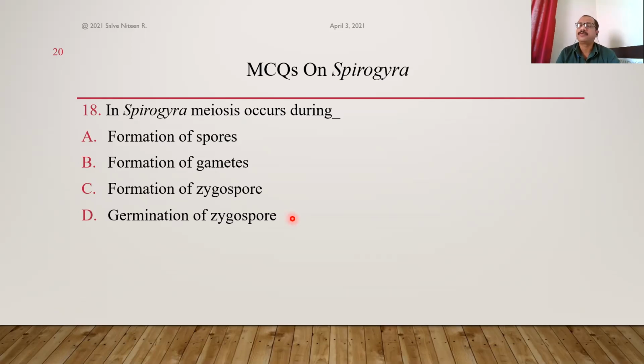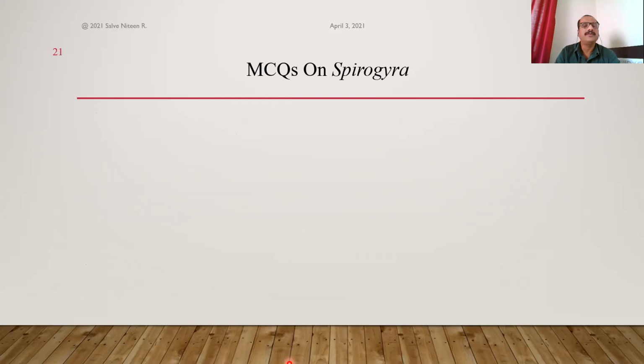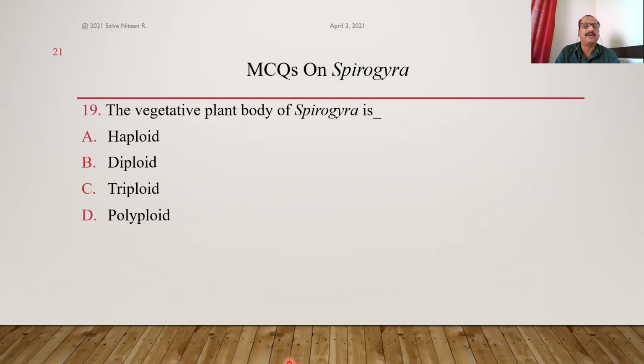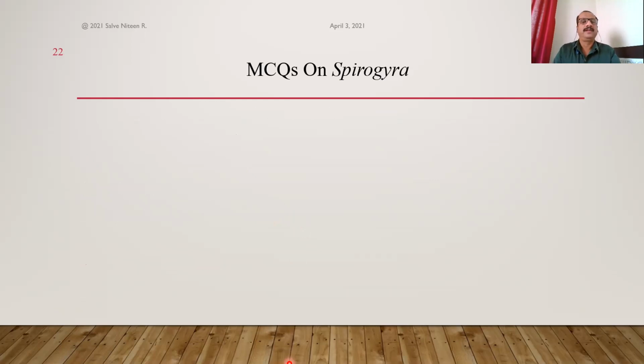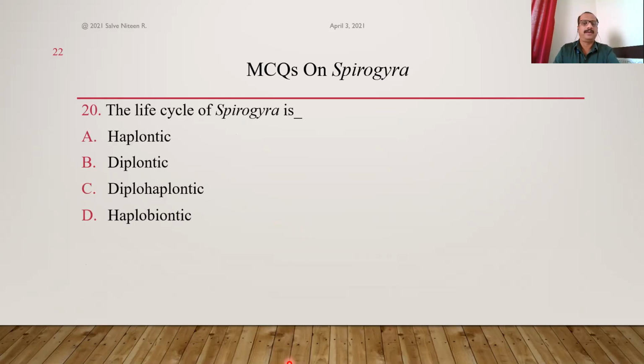So here, out of the 4 nuclei, as I just told you, 3 nuclei degenerate and only 1 nucleus remains functional. So that process is called germination of zygospore, during which meiosis occurs. So here the correct option is option D, that is the answer. Okay, option D. Next question. Vegetative plant body of Spirogyra is haploid, diploid, triploid, or polyploid? Well, it is very simple. It is a haploid plant body. Every cell consists of a single set of chromosomes. Answer is option A.